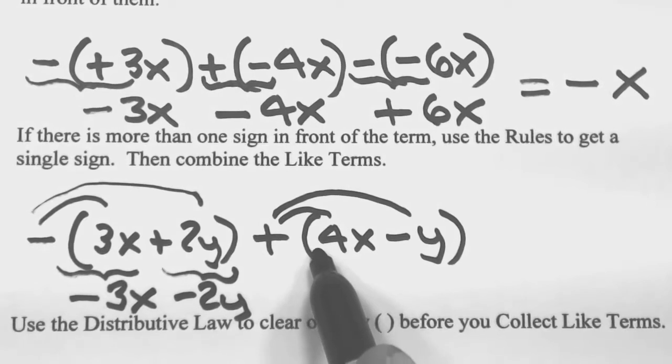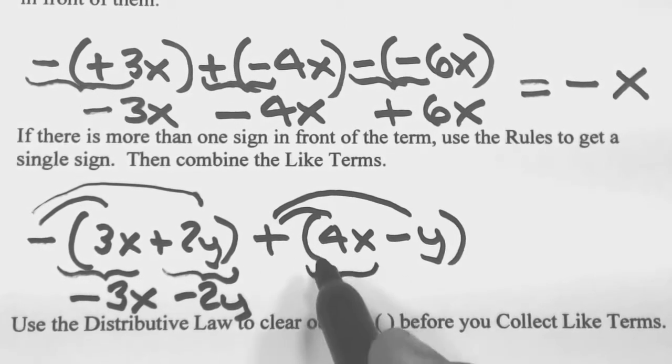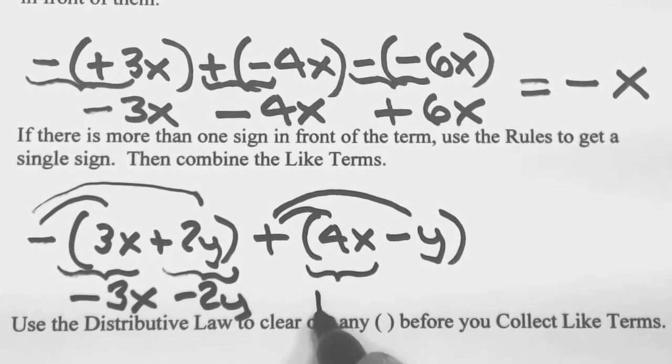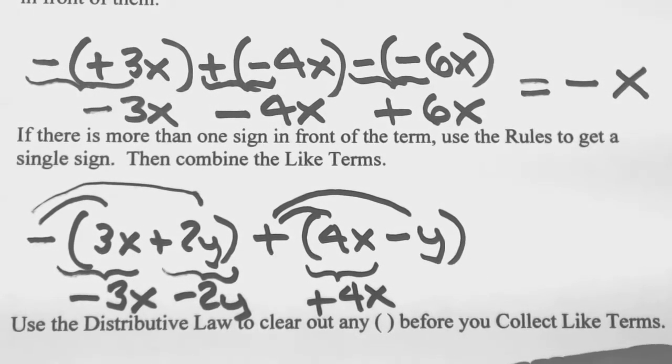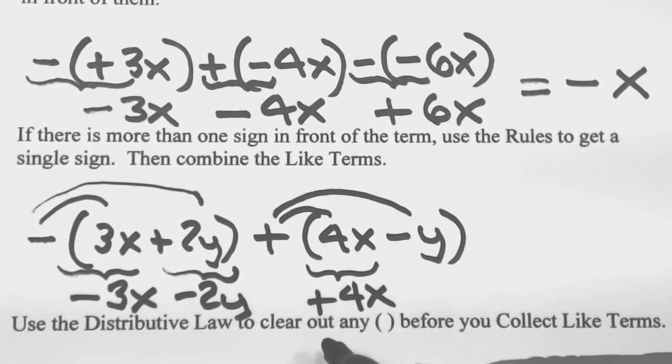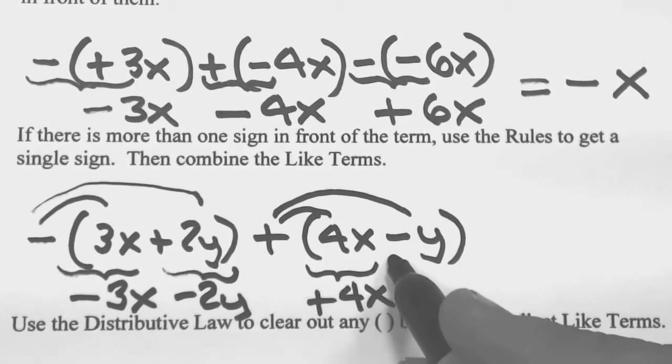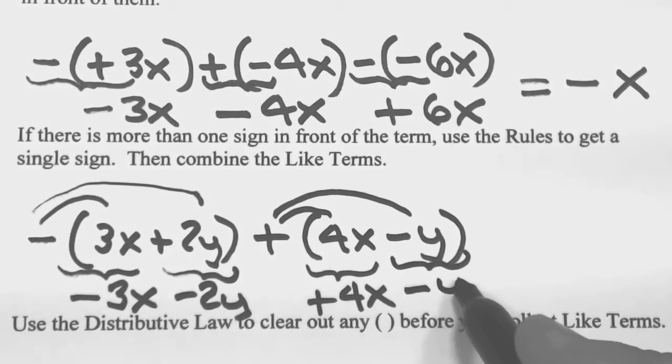So for instance, in front of this 4 here, you don't see a sign, so we assume it to be plus. Well, taking the plus of that, meaning keeping it the way it is, just write that down exactly the way it was, plus 4x, and I'm putting the plus here to emphasize that. And the minus y doesn't change, it remains minus y.